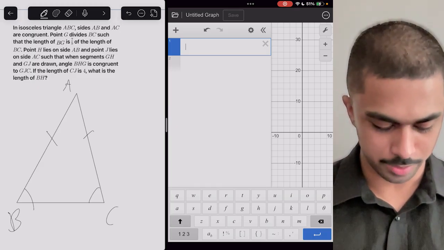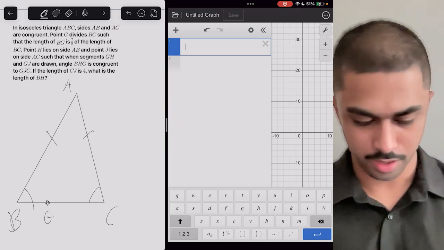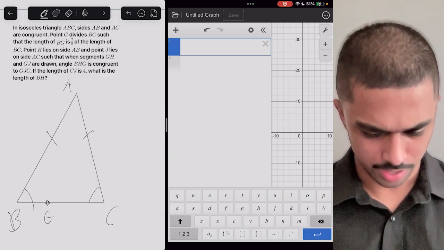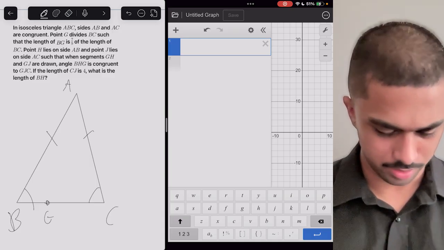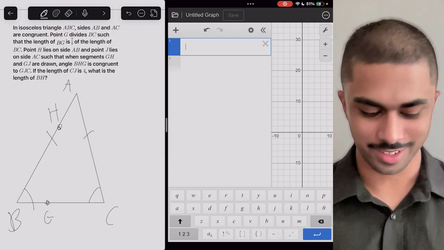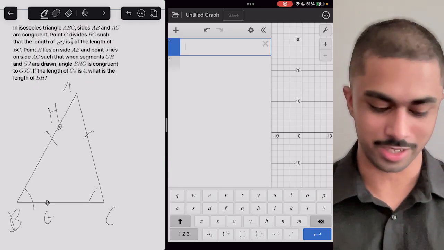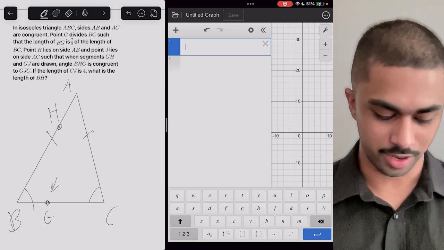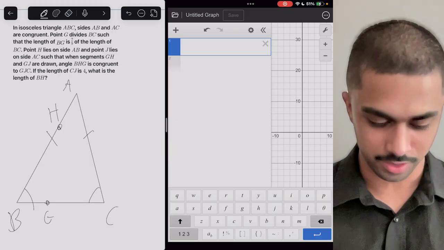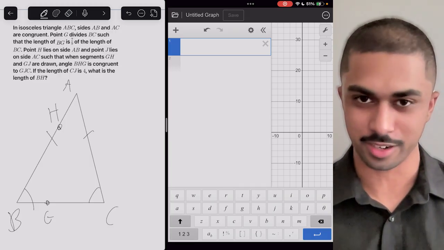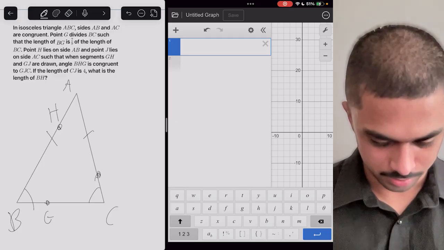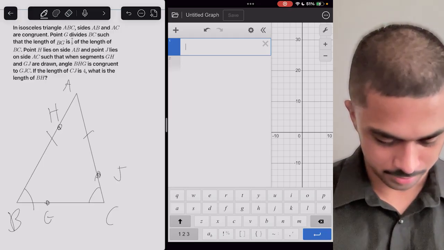Now point G divides BC. And then point H lies on AB. You want to make it look like this isn't an equilateral triangle and this isn't the midpoint, right? Just make it all scattered so you don't confuse yourself. Is it the midpoint? It never says it is. And then this one is J.